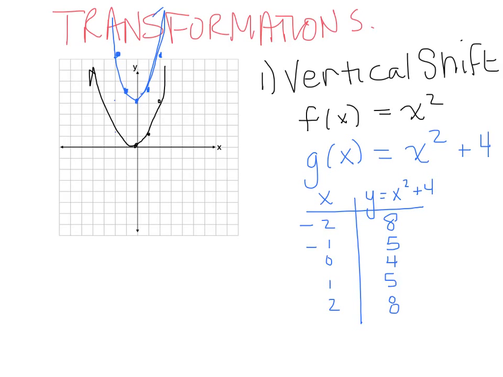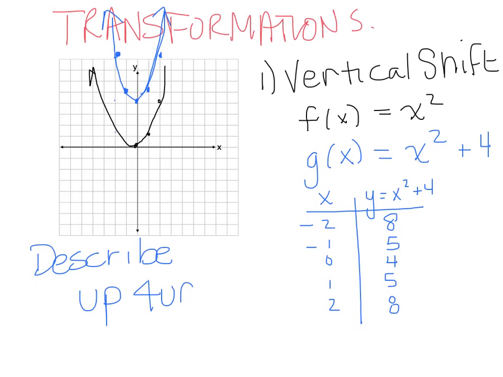So it's interesting. The shape is exactly the same. It should be if I've drawn it very carefully. But what we've done is we've shifted the entire graph, just picked it up and moved it up 4 spaces. So that's a good description. If I asked you to describe the transformation, you could just say up 4 units, okay? And that would describe the transformation.